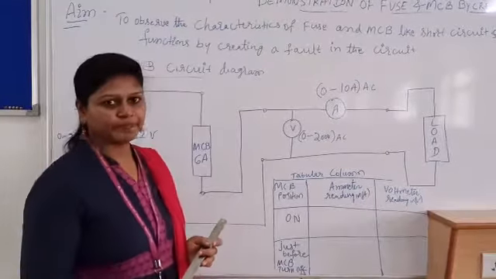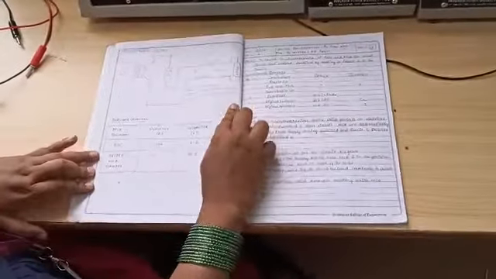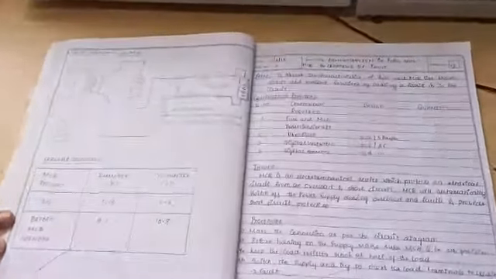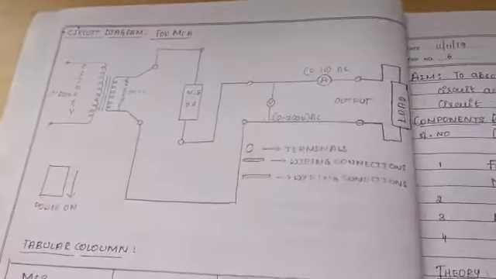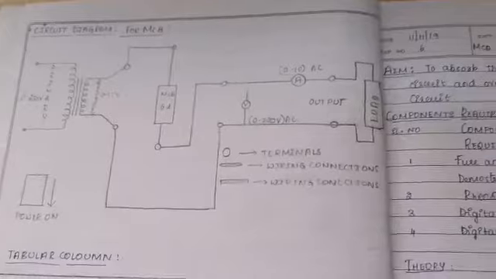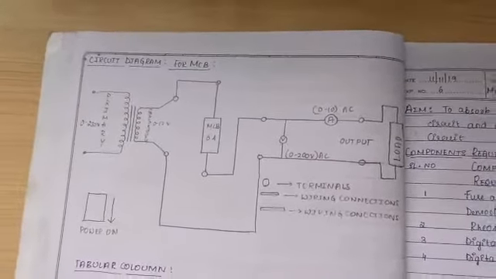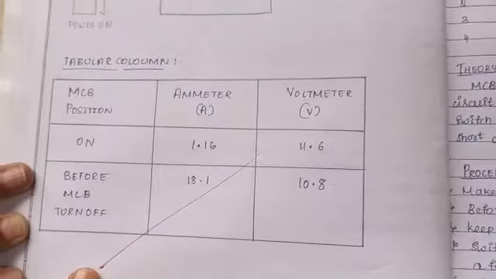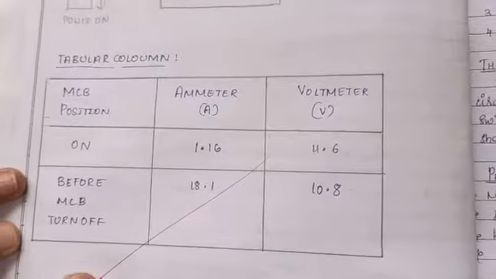Good morning, students. We'll continue with the connection. Before going to the connection, this is the circuit diagram, which I think you are able to see on this record, and I showed you on the whiteboard also. And this is the tabular column I explained on the board, with the different values you have to note down.